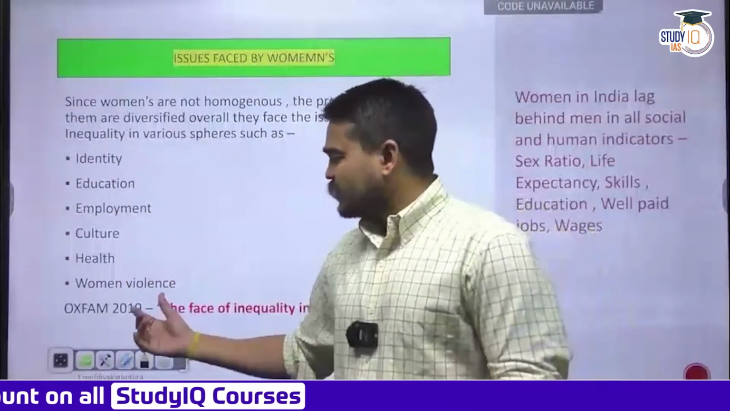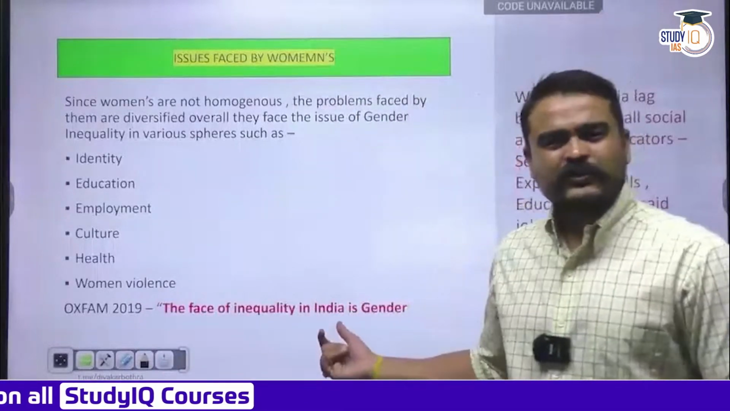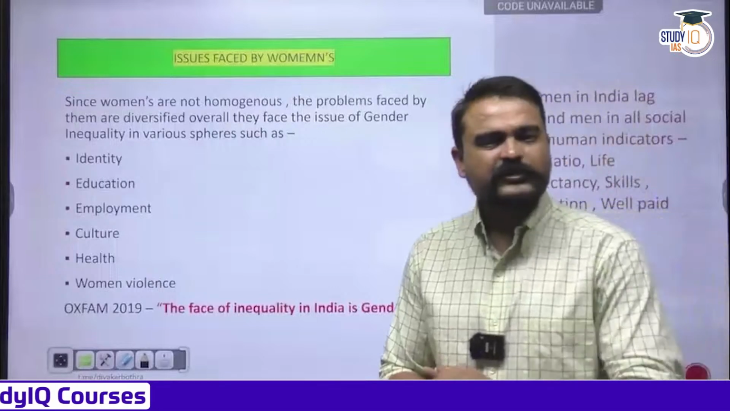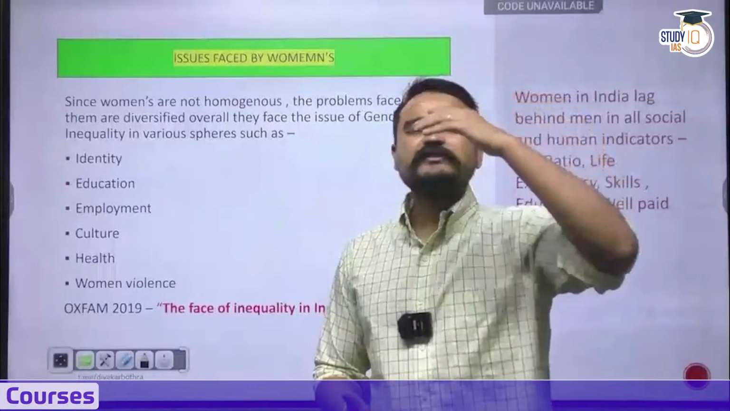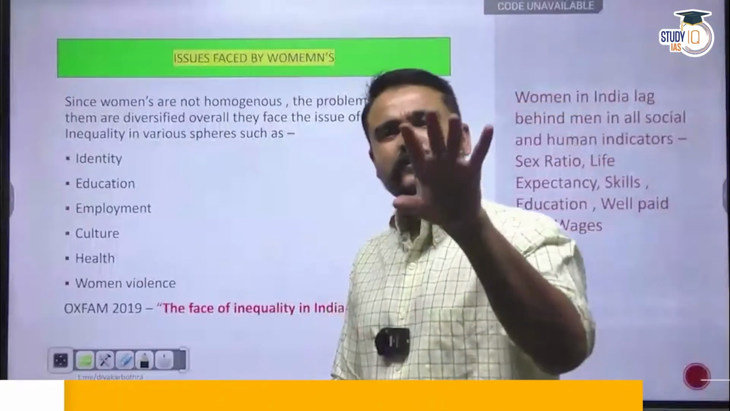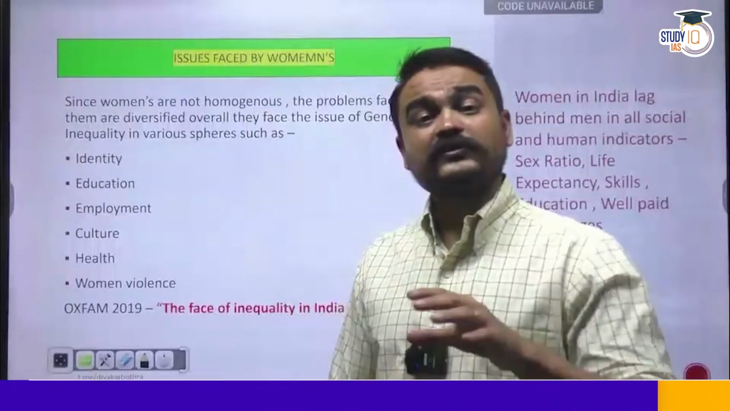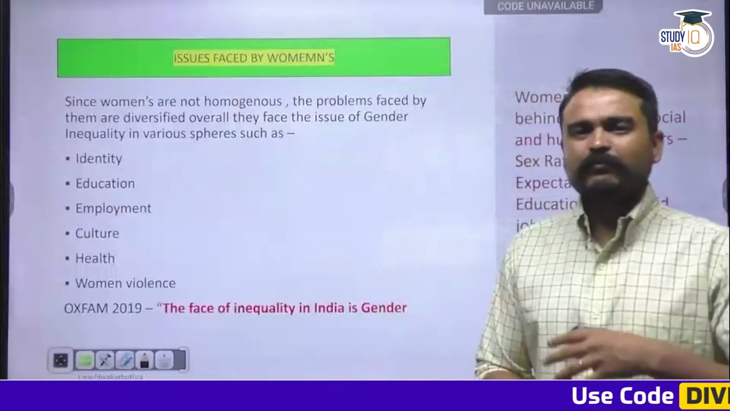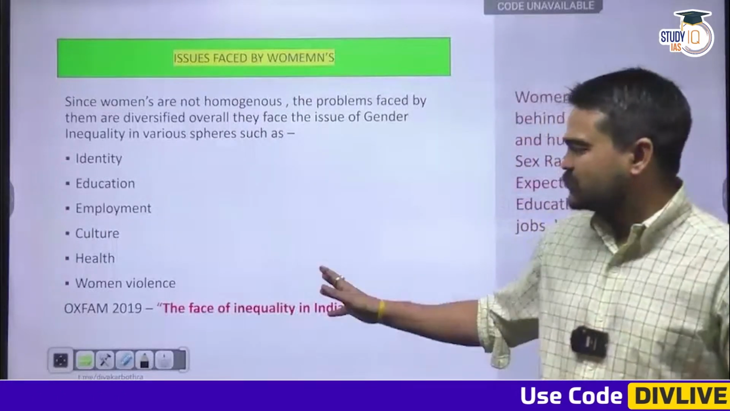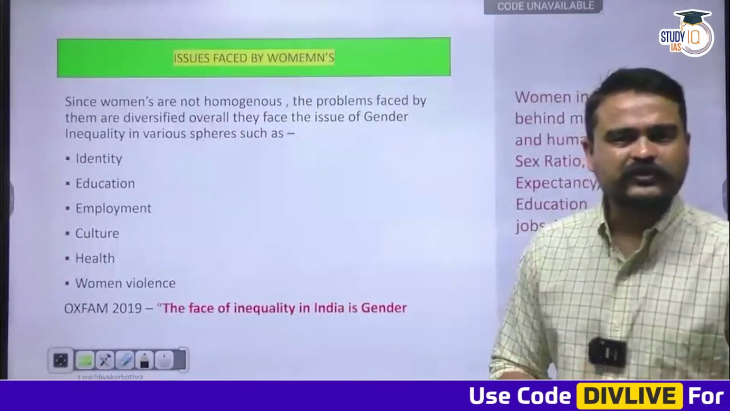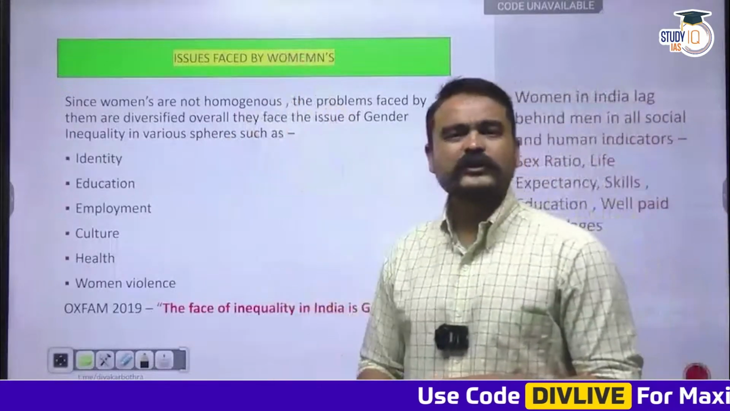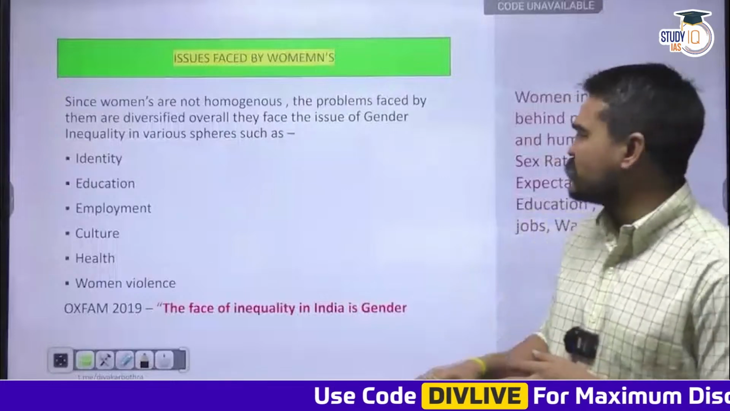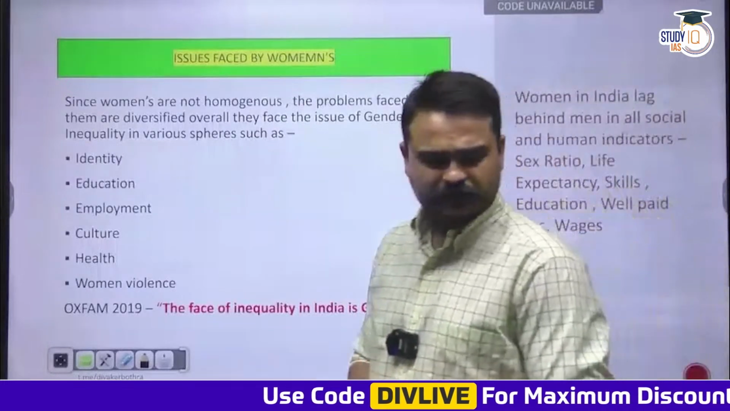But in reality, if you see this report, which starts with the same line, there are different forms of inequalities which exist in India, but often we see that the face of inequality in India is gender. That is the most visible inequality in India, which one can see with bare eyes. Now let's see every issue here in detail and then connect it with the process of empowerment which is largely present in the society.